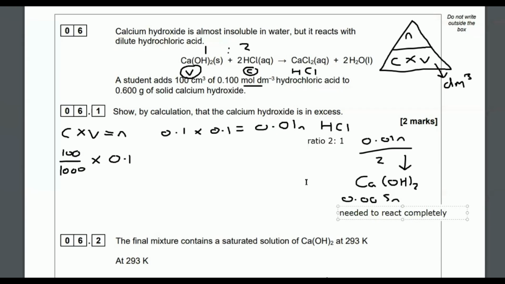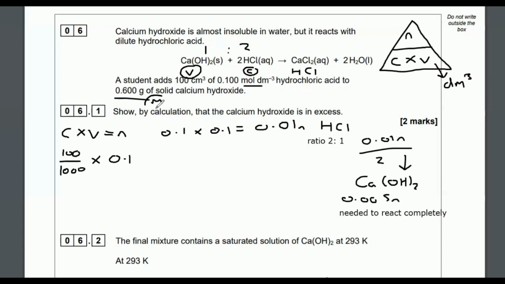Okay, let's find out how much calcium hydroxide we actually have. We either have 0.005 or we have more, which means it's in excess, or we have less, which means the calcium hydroxide is limiting and the hydrochloric acid is in excess. It says show by calculation calcium hydroxide is in excess, so I'm imagining we must have more than 0.005. We just need to prove it now. Well, we've been given 0.600 grams.